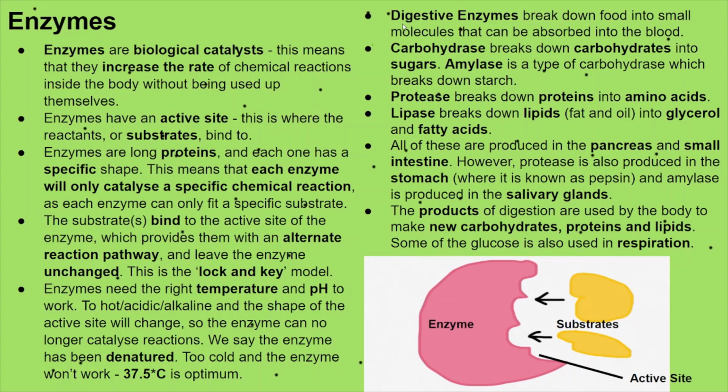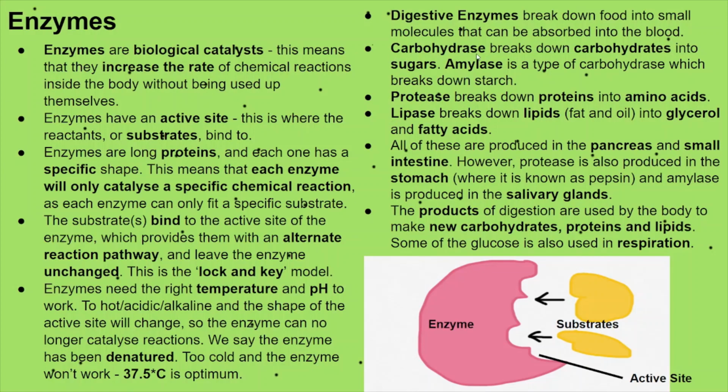So now we're going to have a look at enzymes in digestion. Digestive enzymes break down food into small molecules, and this means they can be absorbed into the blood. So that's why we have digestive enzymes. There's three main types. We have carbohydrase, protease and lipase.